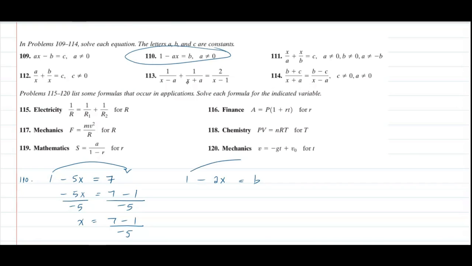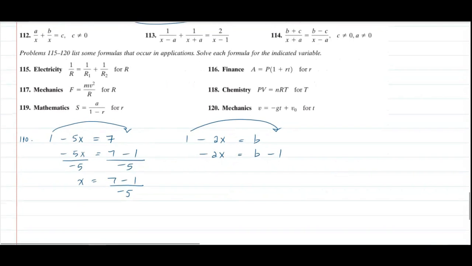So what would you do? You'd say, well, I'm going to bring the 1 over, so it becomes negative ax is equal to b minus 1. Then I'm going to divide on both sides by negative a, like this over here, so that the a's cancel out, just like the 5s would have canceled out. And there you go, I have my answer, b minus 1 divided by negative a, like that.